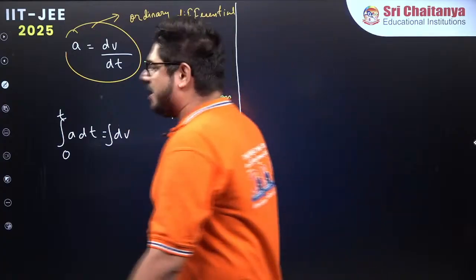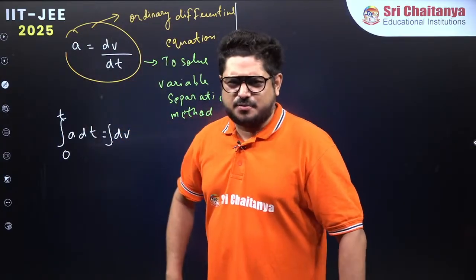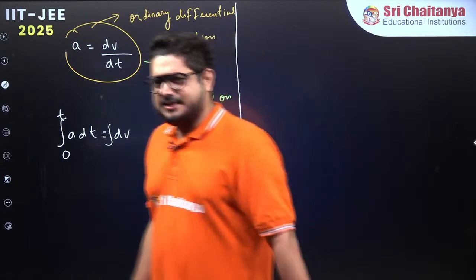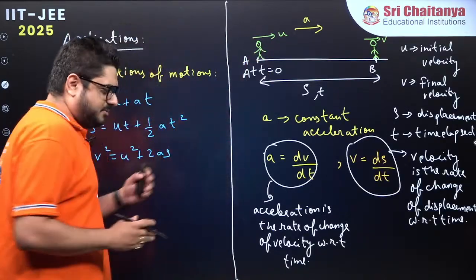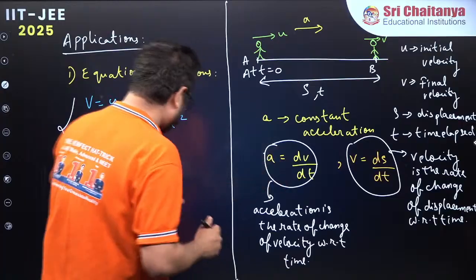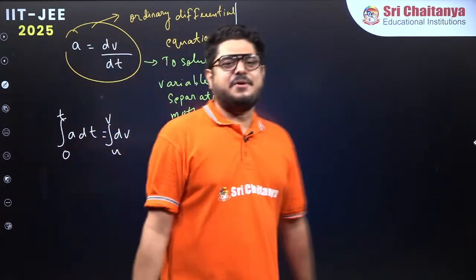Now what are the limits of the integral of the equation on the right-hand side? That's going to be from the initial velocity, my velocity of running, which was u. So I'll write it down, u to v. Clear, everyone?